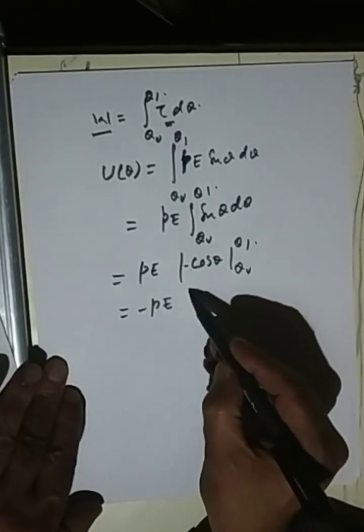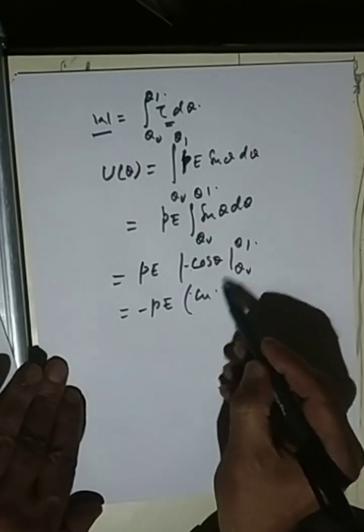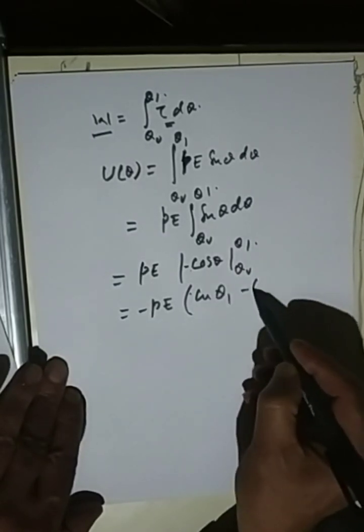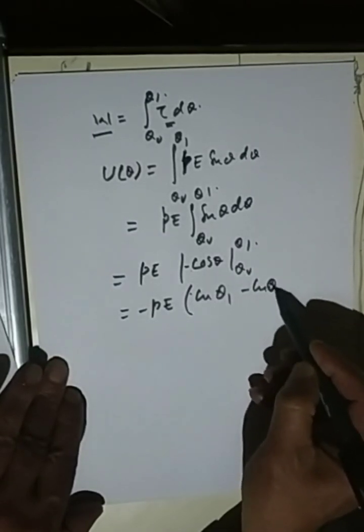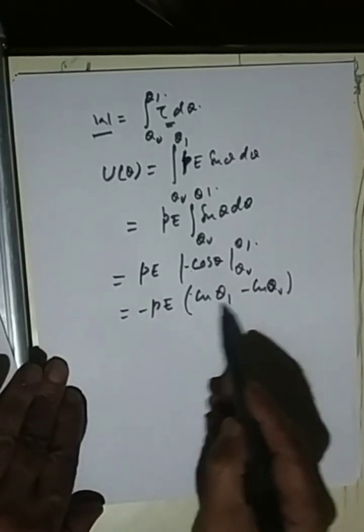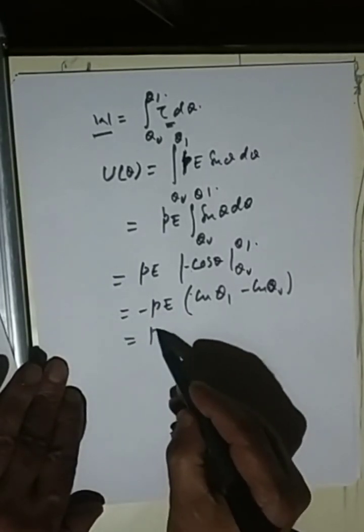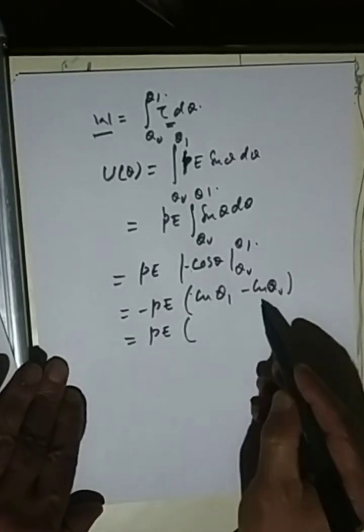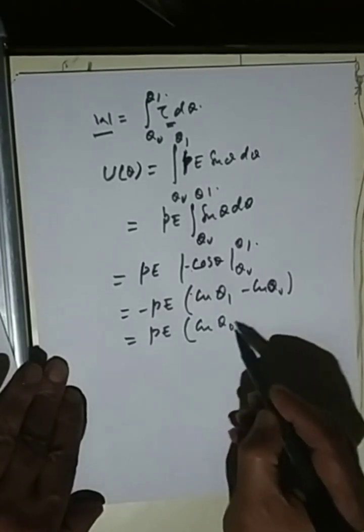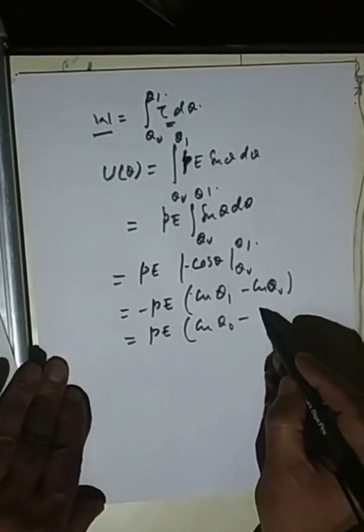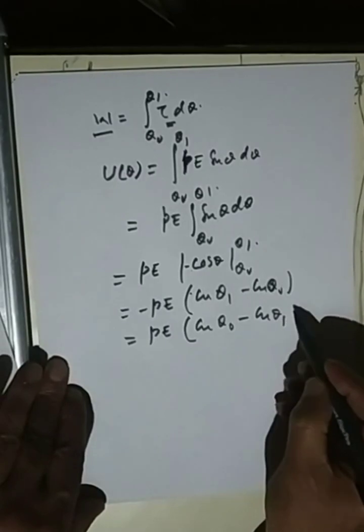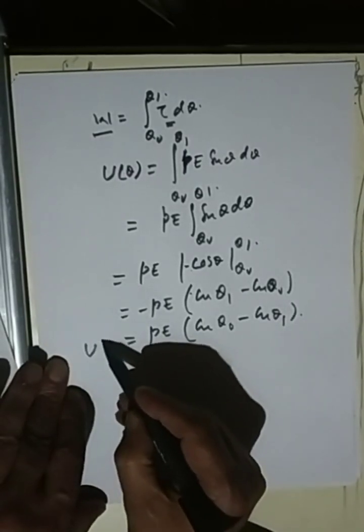So giving this limit, it will be cos of theta 1 minus cos of theta 0. Minus, taking it inside, it will be PE, that will be cos theta 0 minus cos theta 1. That will be U theta.